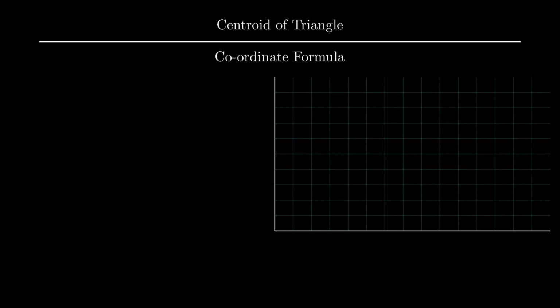In this video, we will understand the coordinate formula for centroid of a triangle. Consider point A with coordinate x1, y1, point B with coordinate x2, y2, and point C with coordinate x3, y3, acting as vertices of triangle ABC.